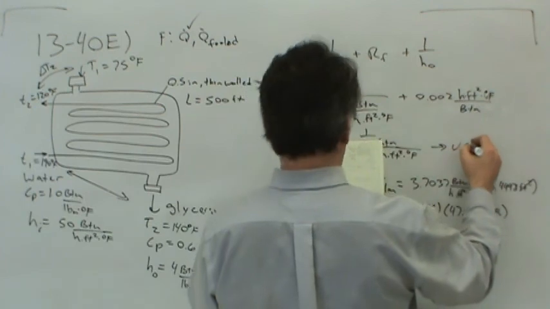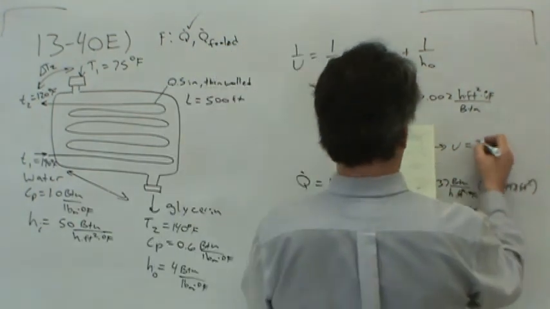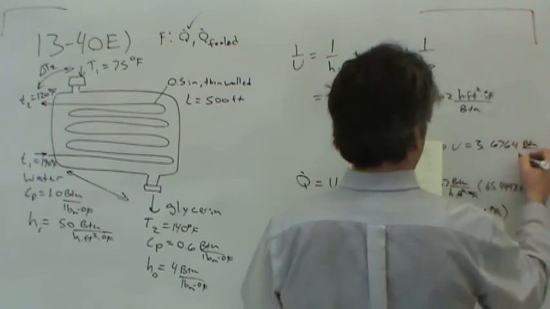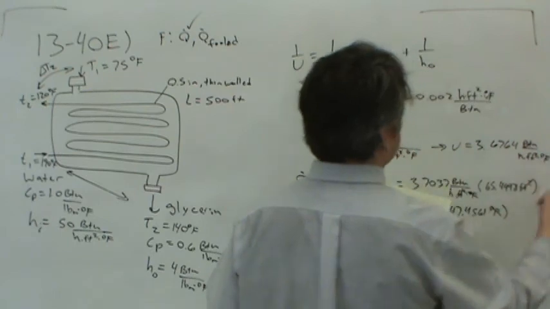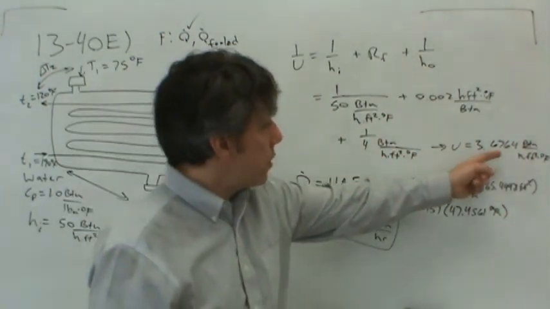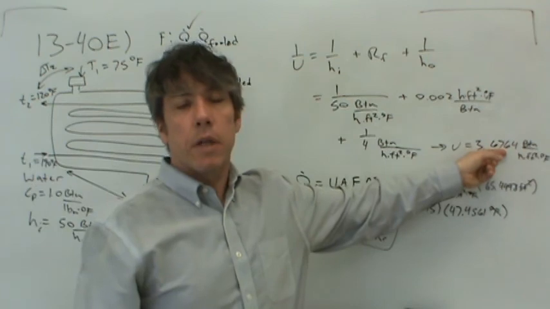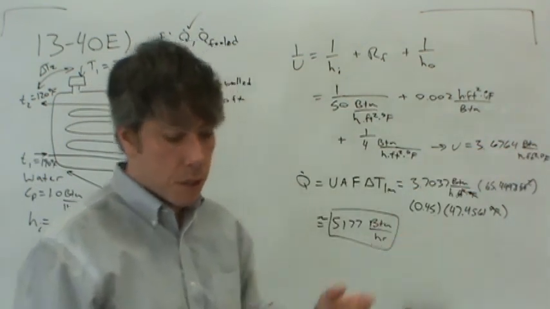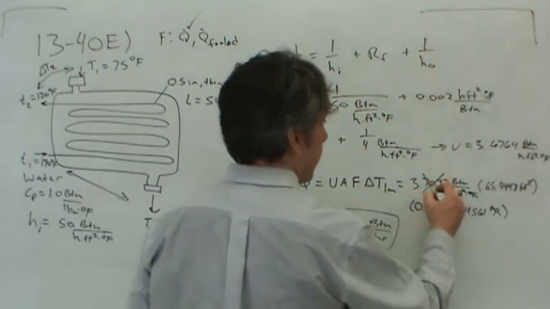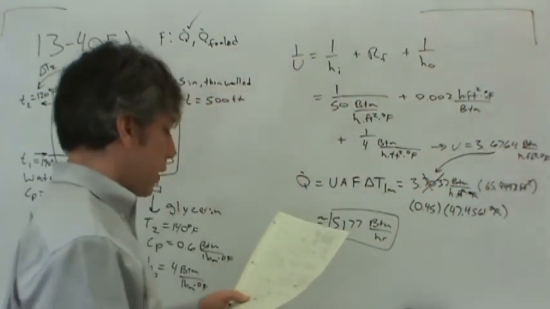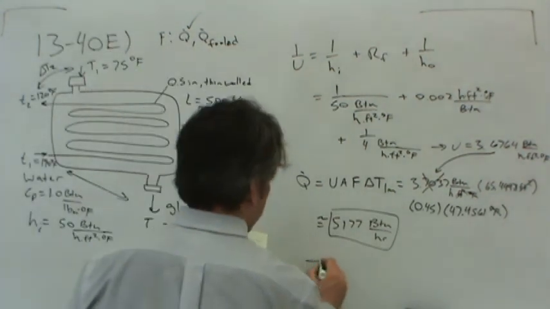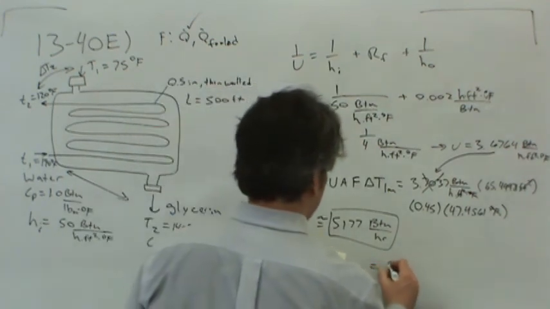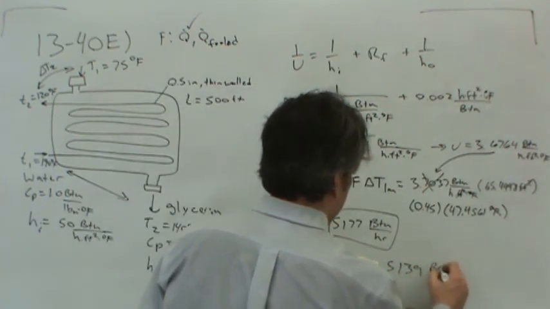When you do that, you find that the overall heat transfer coefficient U is 3.6764 BTUs per hour per square foot per degree Fahrenheit. Okay, so notice that the overall conductance, if you will, or the overall heat transfer coefficient, has gone down a little bit. It was 3.7 something, now it's 3.67 or so. So when you plug in the new overall heat transfer coefficient, then what you find is that the heat transfer rate when there's fouling is a little bit lower, 5,139 BTUs per hour.